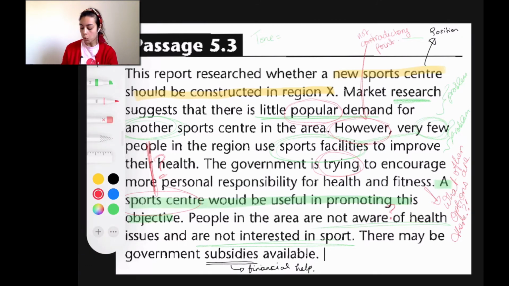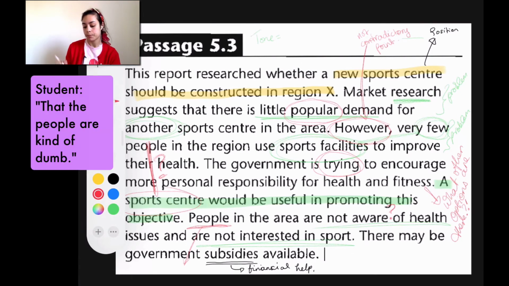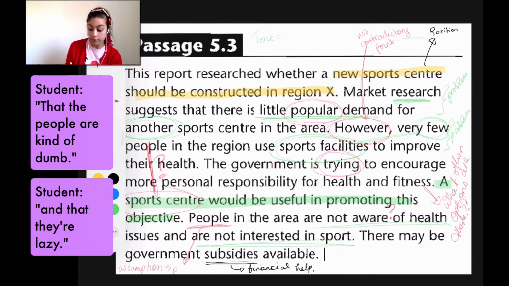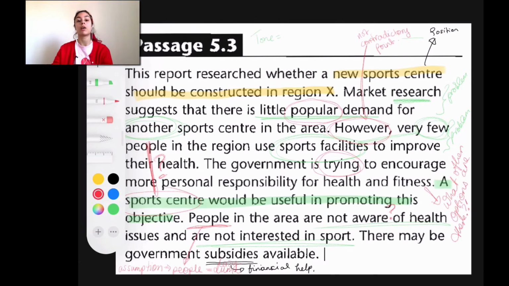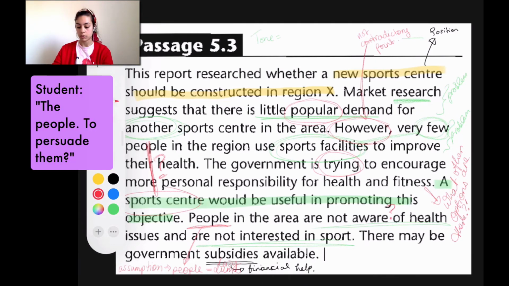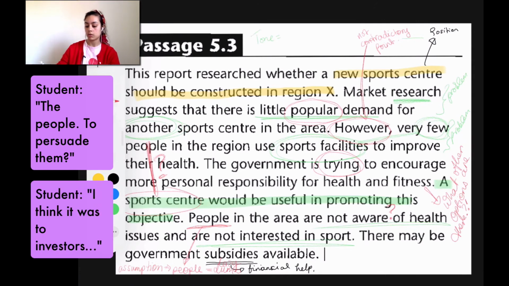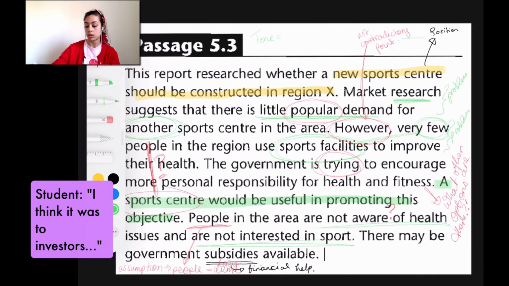Okay, so what assumption is he making about the people? Yeah, absolutely. That is exactly right. So who do you think this paragraph was written for? I think yeah, potentially investors. Let's see, audience. Who? Because what's this?